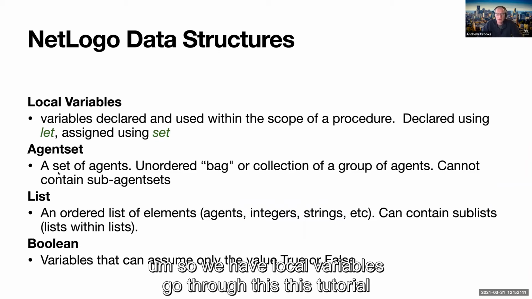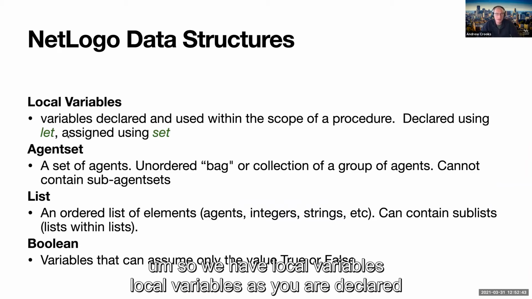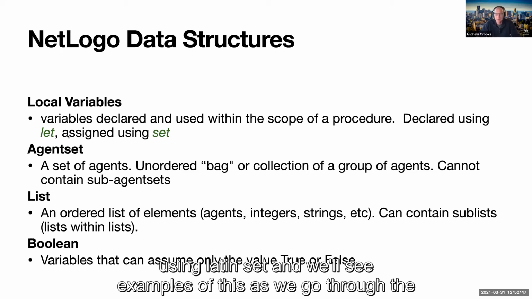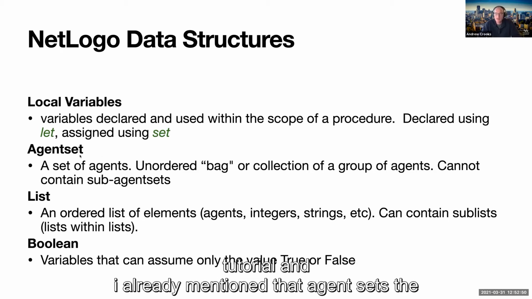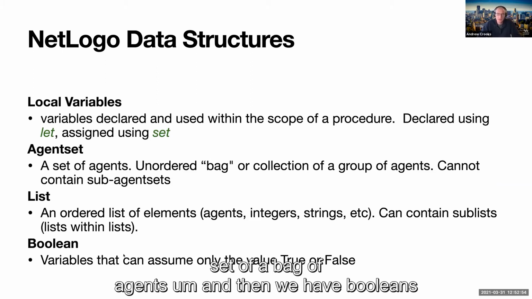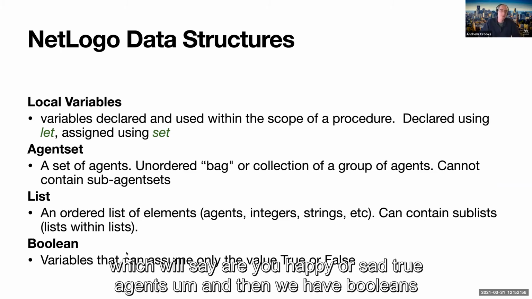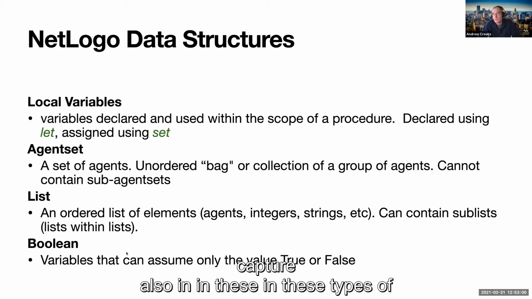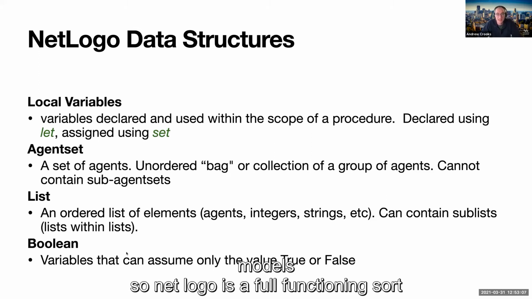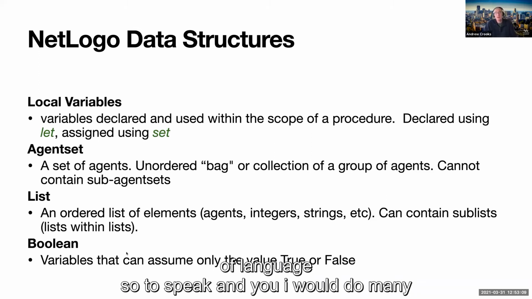So we have local variables. Local variables are declared using let and set, and we'll see examples of this as we go through the tutorial. I already mentioned that agentsets are sort of a bag of agents, and then we have booleans, which will say, are you happy or sad, true or false types of things that we'll capture also in these types of models. So NetLogo is a fully functioning language, so to speak, and we can do many different things within it.